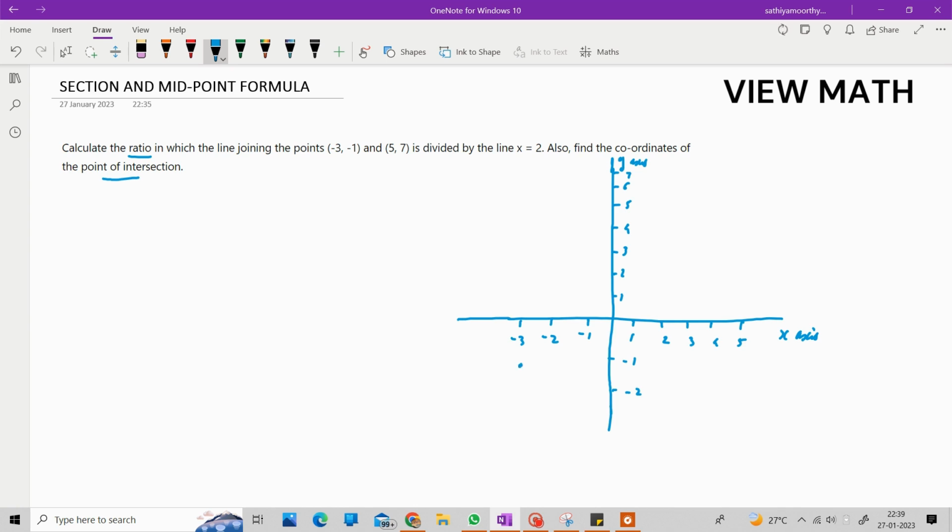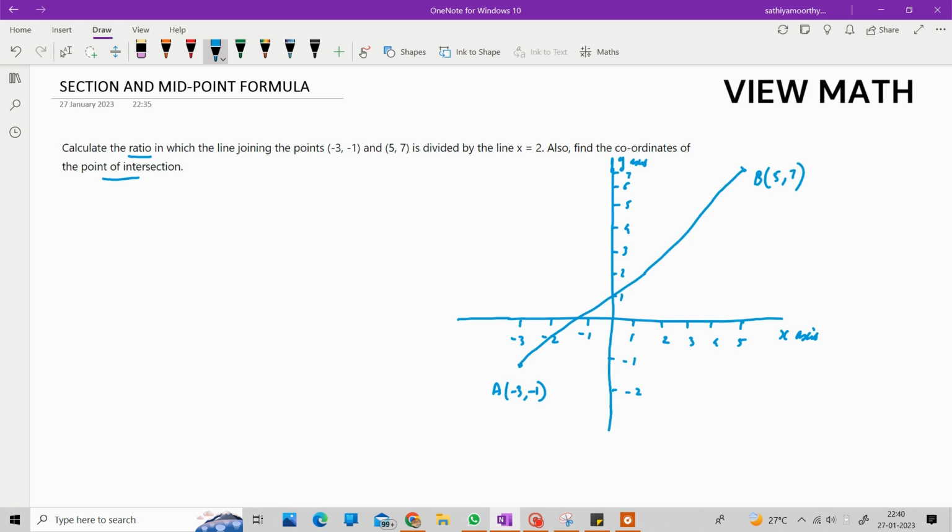This is my A coordinate, (-3, -1). Now (5, 7): this is my 5 and 7 is the y coordinate. So (5, 7) is here. This is my B coordinate, (5, 7). Now let me join this A and B, approximately joining the points.